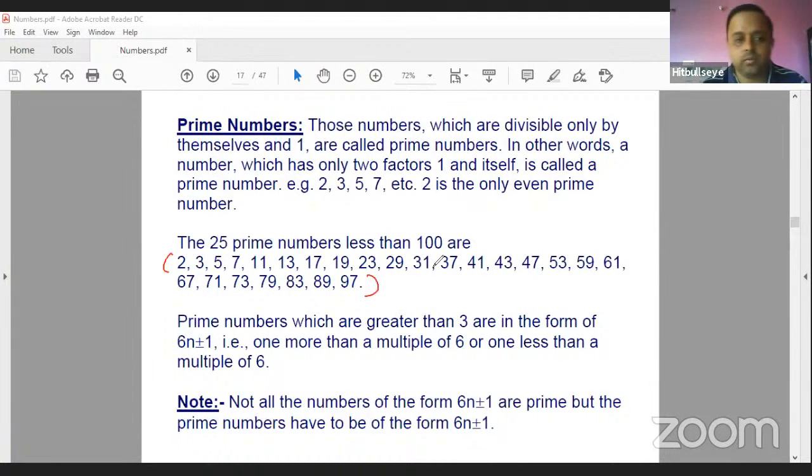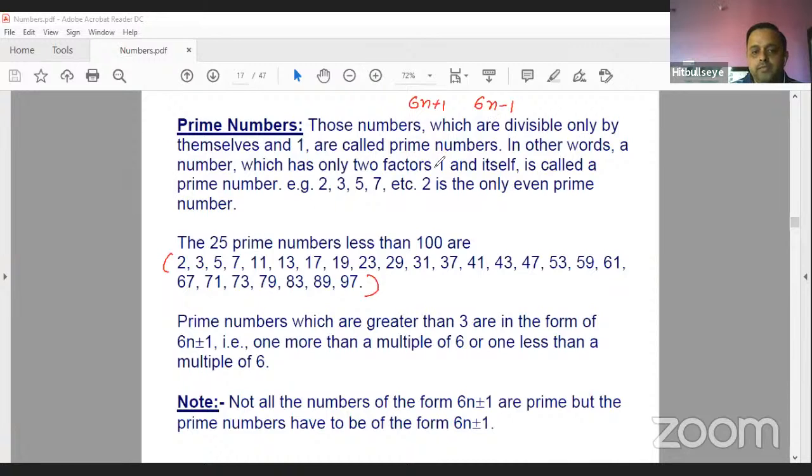When we cover the course, we generally tell the student that you must remember the first 25 prime numbers by heart. They are very important. And prime numbers which are greater than 3 can be expressed either in the form of 6n plus 1 or 6n minus 1. Prime numbers greater than 3 can be written as either 6n plus 1 or 6n minus 1 form, where n is a natural number.